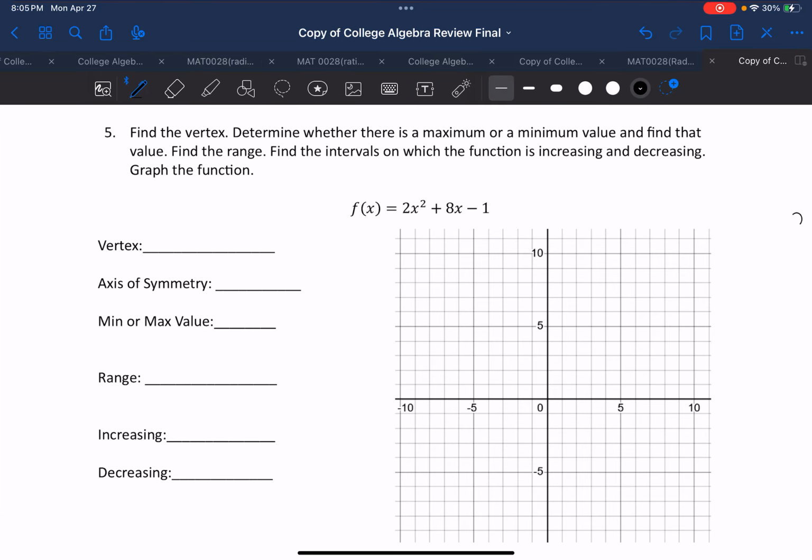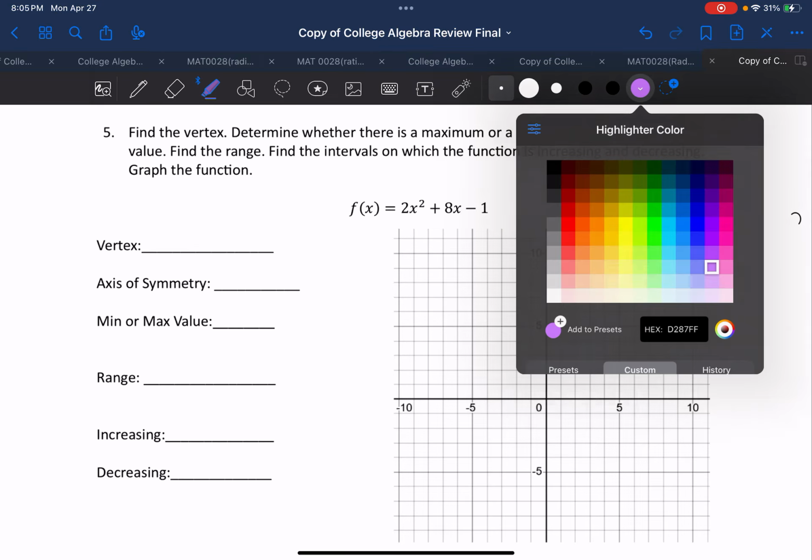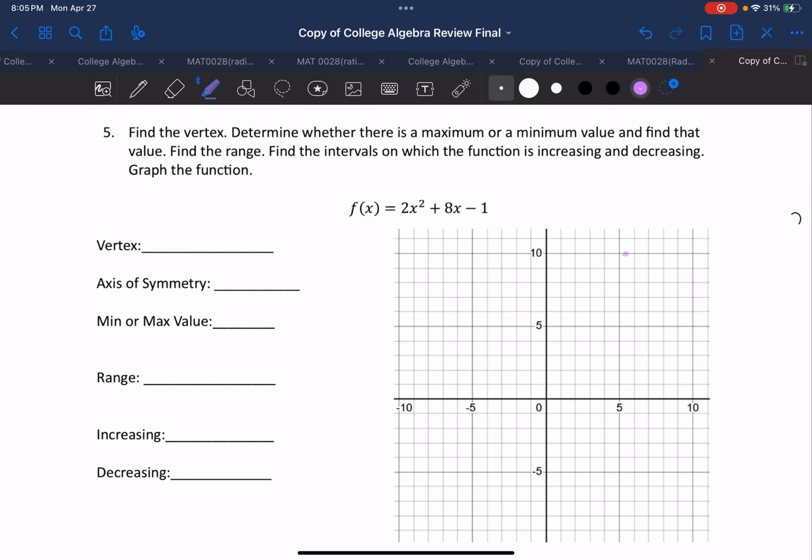Okay, number 5 says to find the vertex and determine whether there is a maximum or minimum value and find that value, find the range, and find the intervals on which the function is increasing and decreasing. Graph the function. So this is when we learned about all those properties of quadratic functions. So this is my quadratic function.